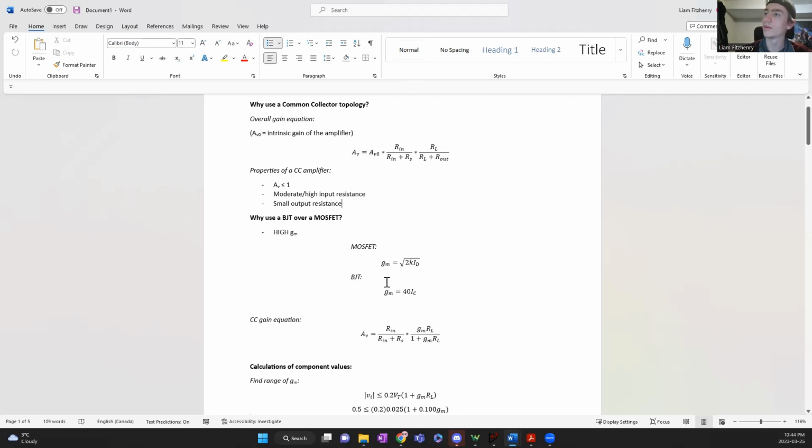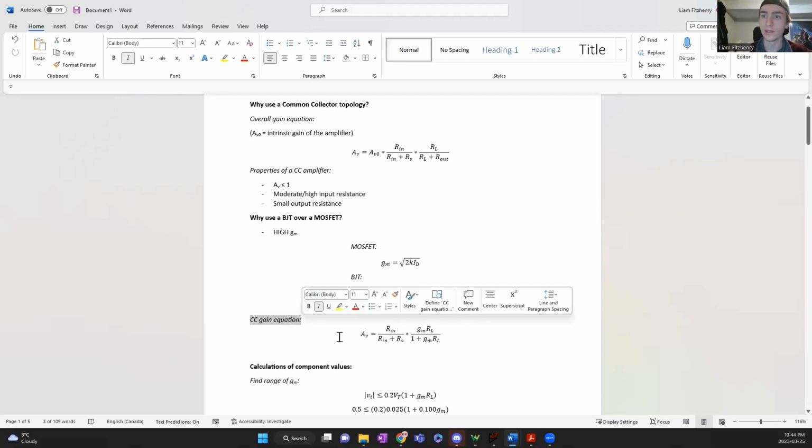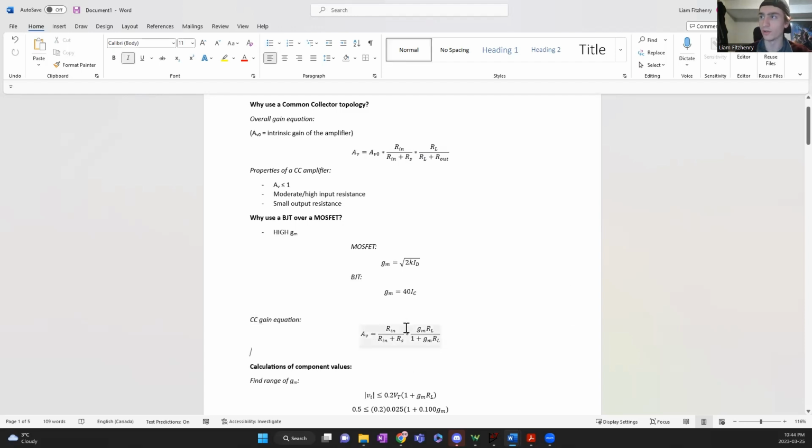Okay, so we're not quite done yet designing because we need to figure out if we're going to use a BJT or a MOSFET in our common collector amplifier. What I first noticed was that this common collector gain equation, now that we've picked our topology, we can substitute in the more specific equation here, has GM terms in this final fraction here. So our overall gain is our voltage divider with our input resistance and our source resistance multiplied by this term here.